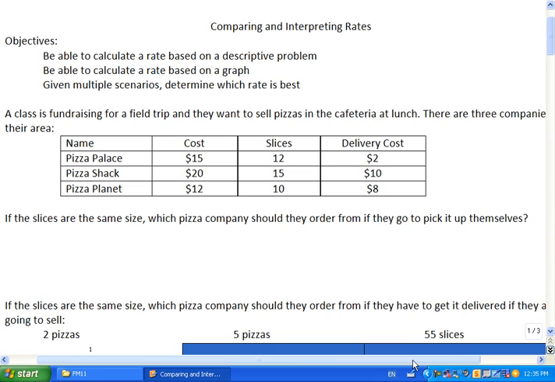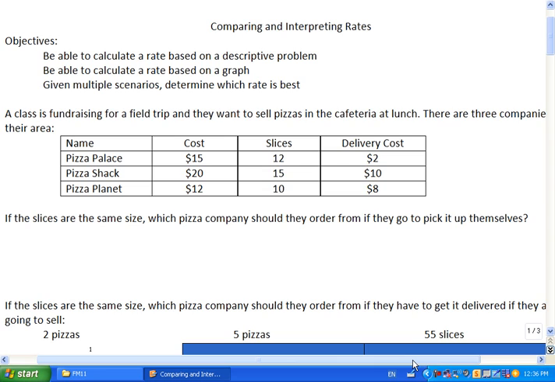Okay, so our choice then is to take a look if the slices are the same size, right? Or basically, whether they're the same size or not, we're probably mostly thinking that we're going to sell our pizza by the slice. So which company should we order from if we're going to pick it up ourselves? Now, they're different prices, but they also have different amount of slices in the pizza. And we'll talk about delivery costs in the next problem. So how could we figure out which company you want to deal with here? Yeah, that's what we want to work out, is the cost per slice. We want to bring it all down to a common unit, the unit cost per slice. So that's one example of a rate, the cost per slice.